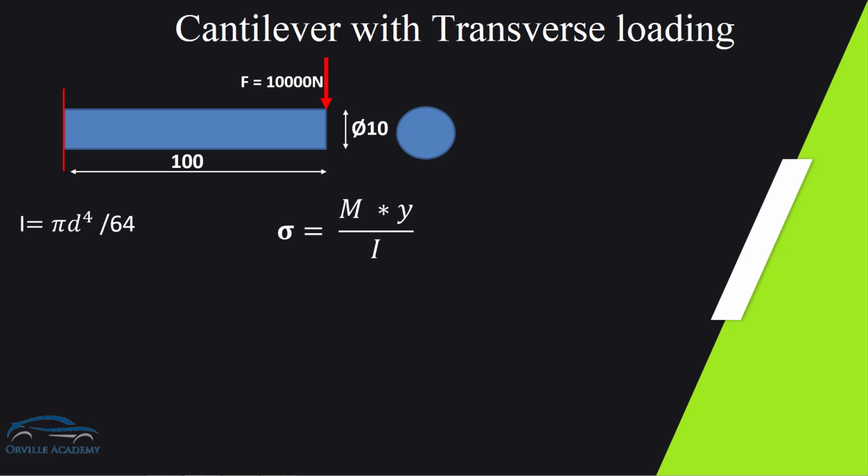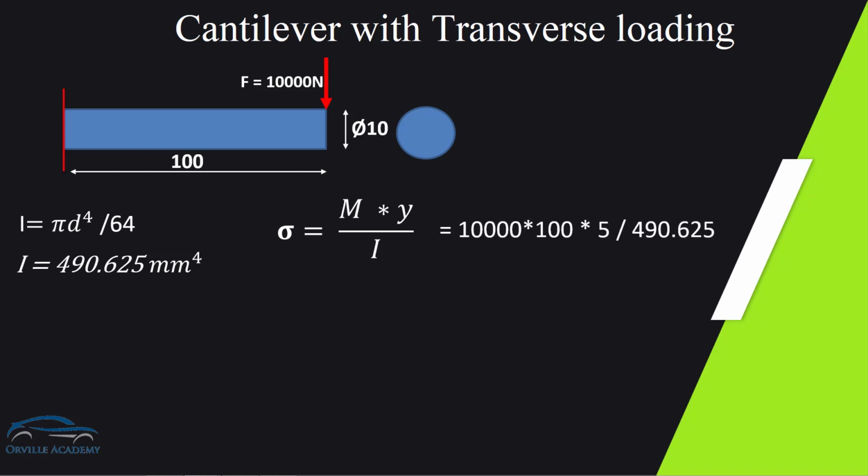After putting the value of diameter, we will get the moment of inertia as 490.625 mm raised to 4. So again we will put all these values in the bending stress equation. After putting the bending moment as 10,000 into 100, multiplied by 5 as y, divided by the moment of inertia, we will get the bending stress equal to 1019.08 Newton per mm square.